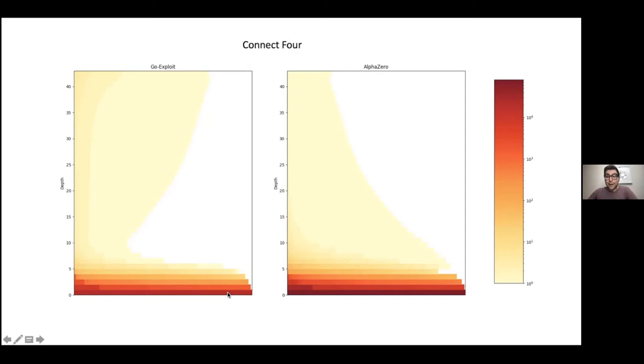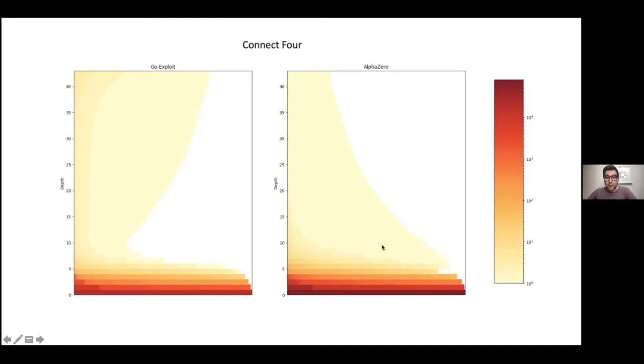So to start off very simply, at depth zero, there's only one state in the game tree, which is the start state of Connect 4. And as expected, AlphaZero's bar is much darker than Go Exploit's, because AlphaZero always starts its self-play trajectories from the start state of the game. If we then continue down, we see that AlphaZero does a very good job of visiting states early on in the game tree, which again makes sense because all of its self-play trajectories start from the start state, and then it uses the action sampling to visit a variety of states initially.